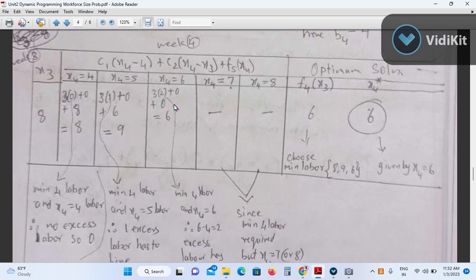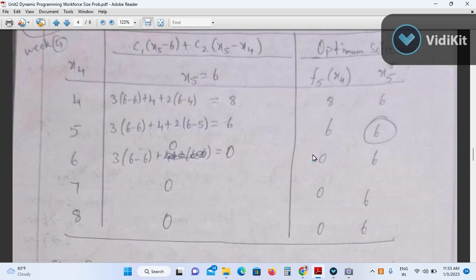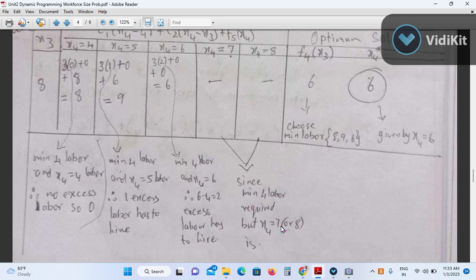Now simplifying all these things, similarly, if you keep on moving to the next stage, you'll get this case, right? Here, in this case, that is also 0, and in the previous table F5(6) we observed is 6, right? Similarly, going for the remaining cases, x4 equal to 7 and 8. What does this mean? You have only 7 laborers, but you are asking for 8 laborers, so that is not possible. Therefore it is meaningless, so I'll put a dash for the cases 7 and 8. Here I'll give the reason: since a minimum of 4 laborers is required, but you have x4 equal to 7, it is not possible, right? So in this case, I think you are clear.